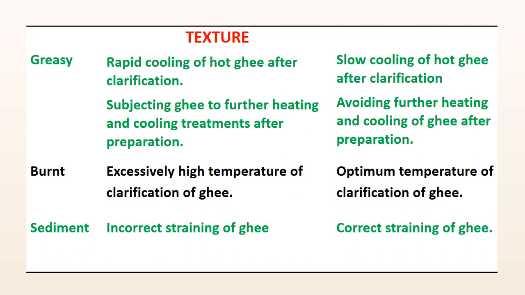The second texture defect in ghee is burnt, where the reason is excessively high temperature of clarification of ghee, and the prevention is by optimum temperature of clarification of ghee. And the third one is sediment defect, which is due to incorrect straining of ghee and can be prevented by correct straining of ghee. Here we can see the picture of a very common defect in ghee, that is burnt ghee. It is due to the excessively high temperature of clarification when making the ghee.